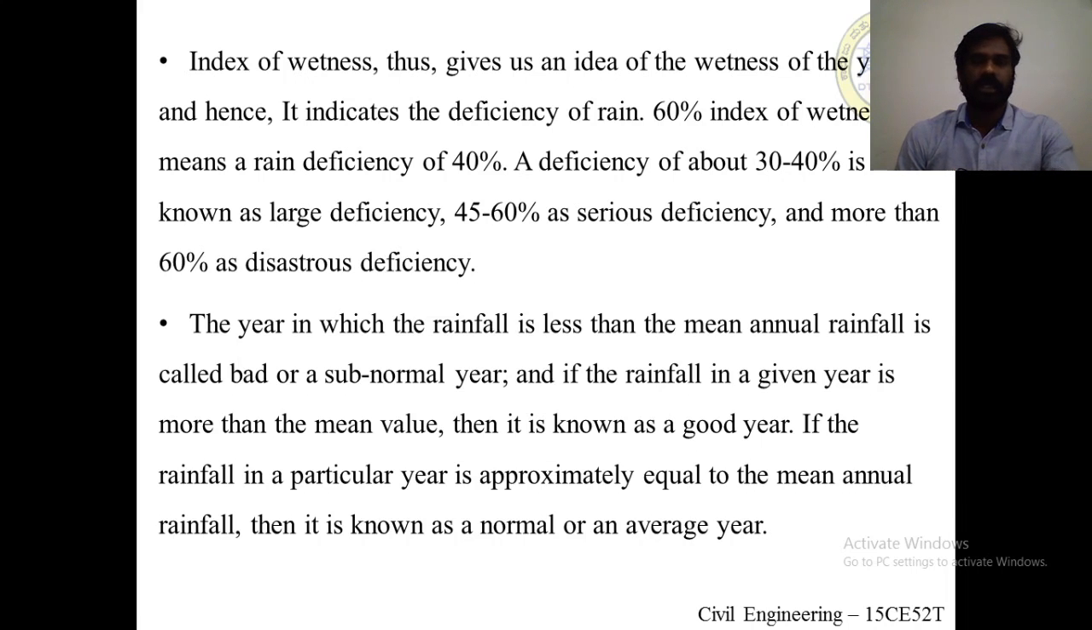And one more term is there, that is, we can describe a year with reference to mean annual rainfall as a subnormal year, a good year, or an average year. See, the year in which the rainfall is less than the mean annual rainfall is called a bad or subnormal year. And if the rainfall in a given year is more than the mean value, then it is known as a good year. And if the rainfall in a particular year is approximately equal to the mean annual rainfall, then it is known as a normal or an average year.